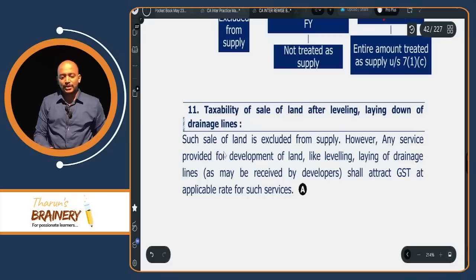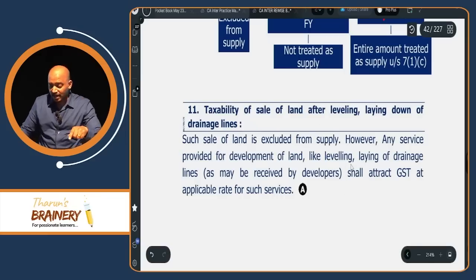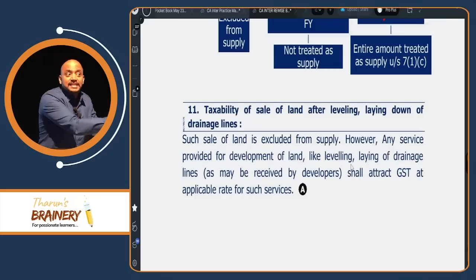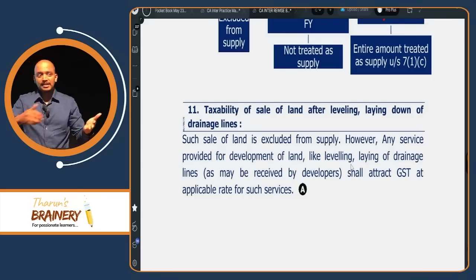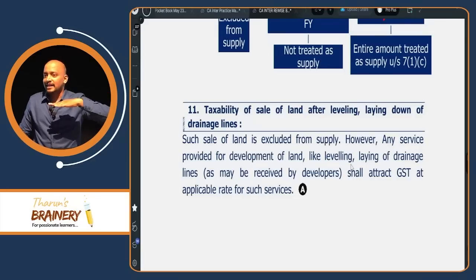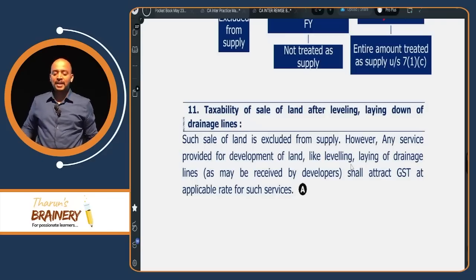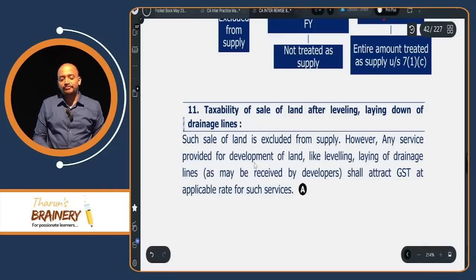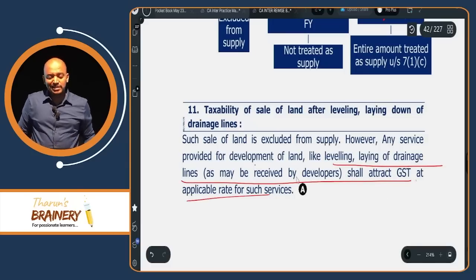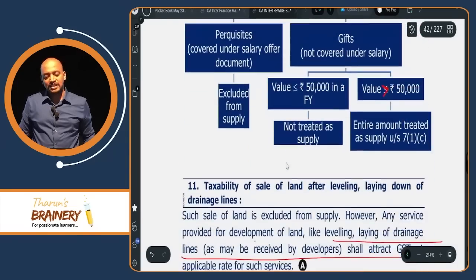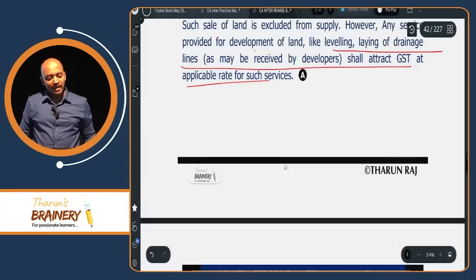As sale of land is excluded from supply, even sale of land after development of this land is also excluded from supply. However, to develop this land, I will be receiving some services from contractors: leveling, bulldozers, and then laying down the lines, etc. That service will become supply. Any service provided for development of land, like leveling, laying of drainage lines, etc., shall attract GST at the applicable rate. So, these two are the updated circulars, amendments. Apart from that, we don't have anything.